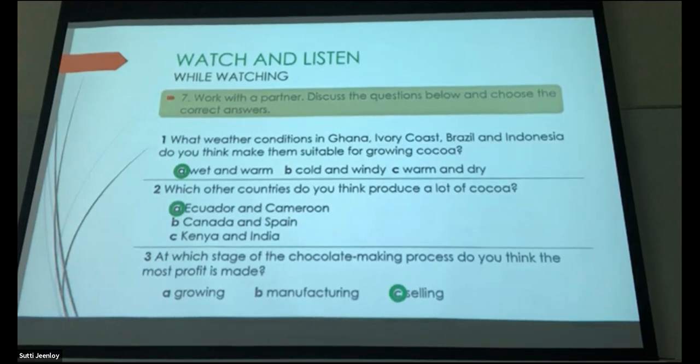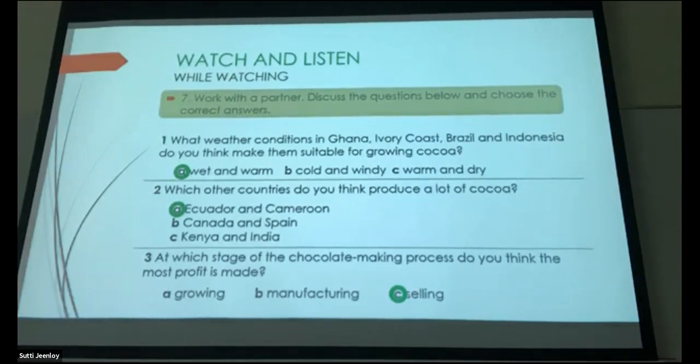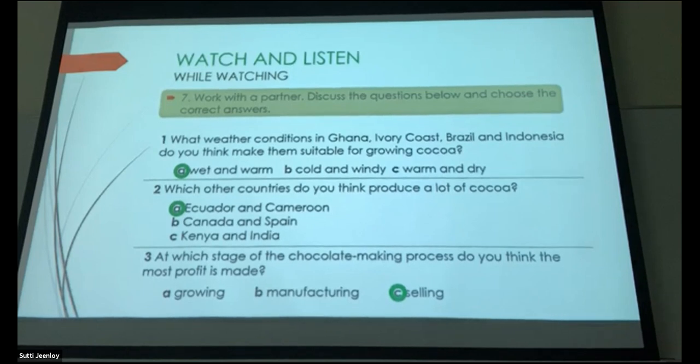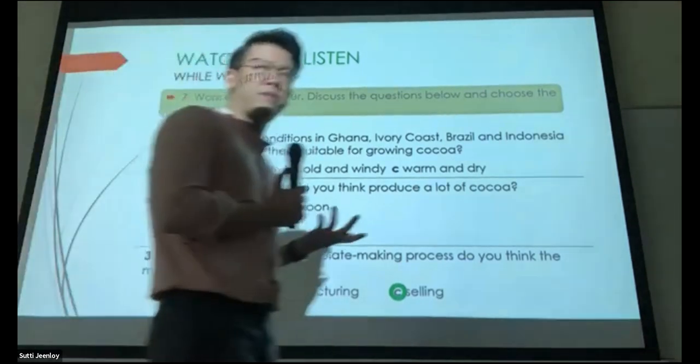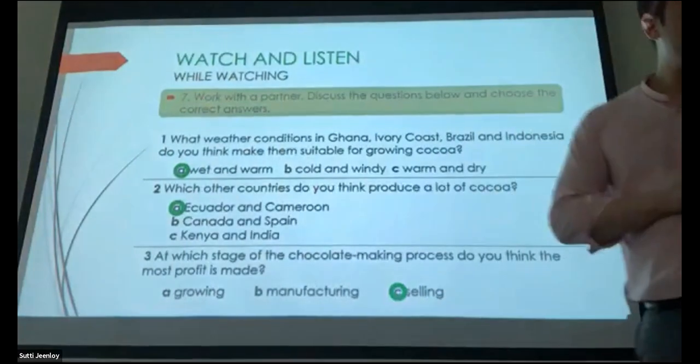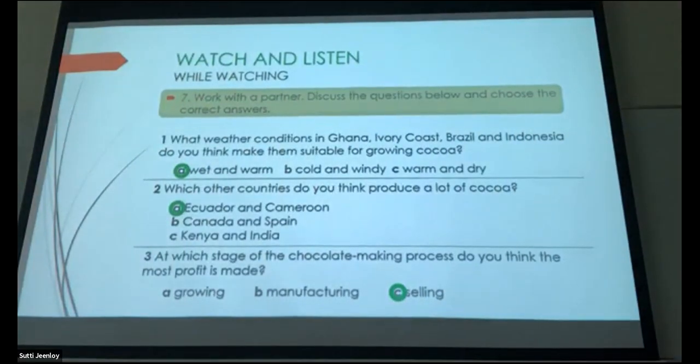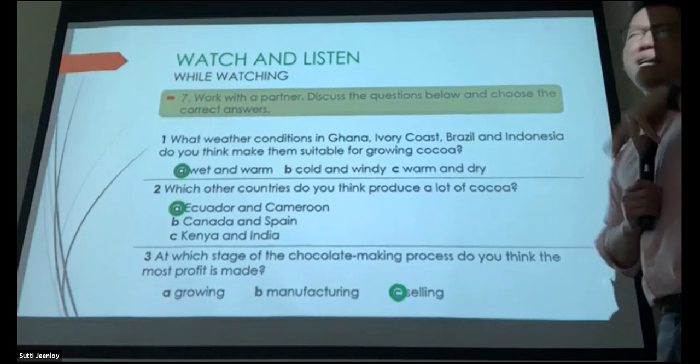Sometimes people who grow this, for example, the cocoa farmers, do they make a lot of money? Because chocolate is rather expensive, right? Sometimes, if you're talking about high quality chocolate, it's quite expensive.